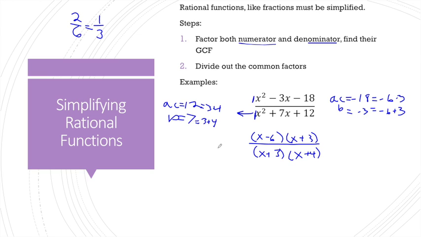Now, let's see what factors they have in common. My numerator has an x plus 3, and my denominator has an x plus 3. Just as over here we had a factor of 2, I could have rewritten this denominator as 3 times 2, and my 2's would have canceled. Now this x plus 3 is going to cancel. So I'm left with x minus 6 over x plus 4. Now this rational function is fully simplified.